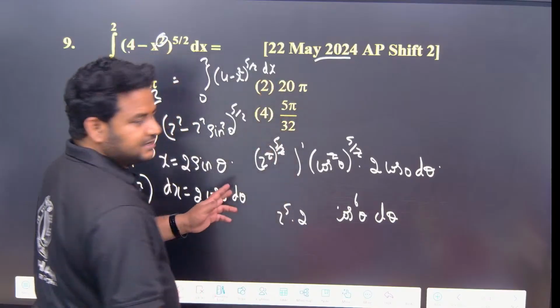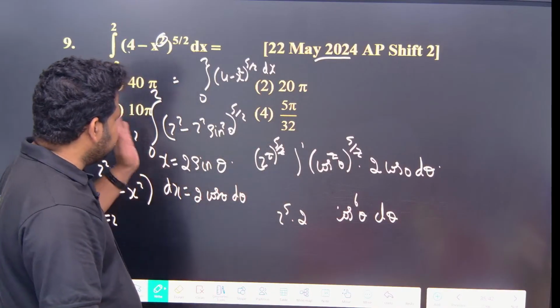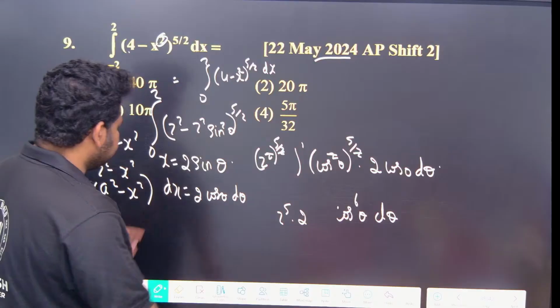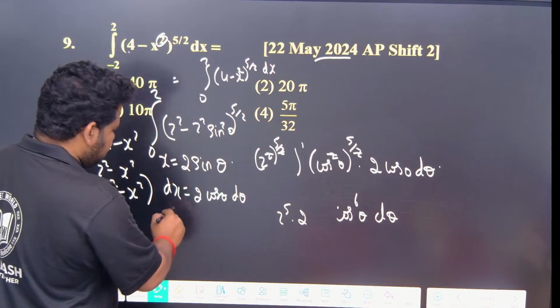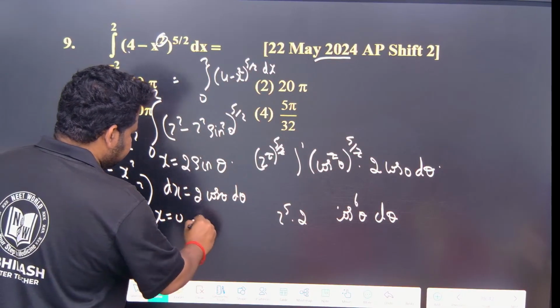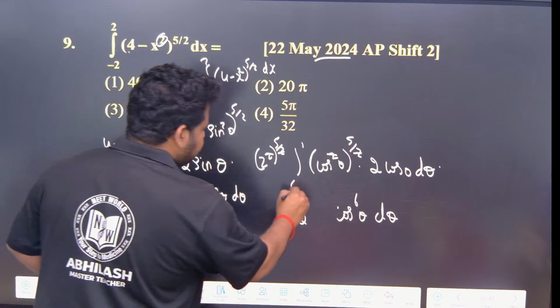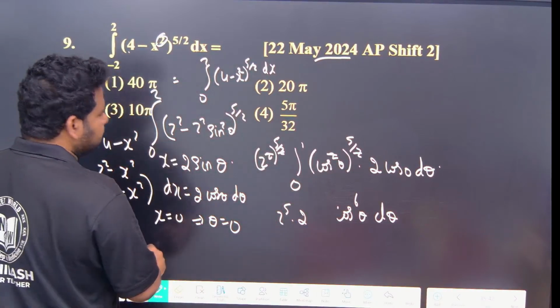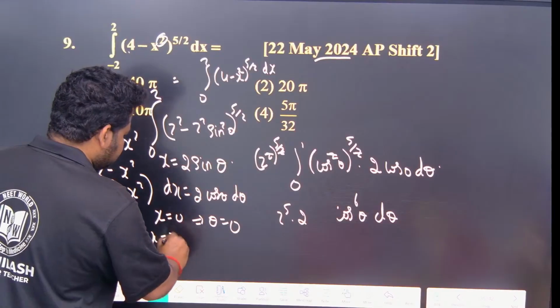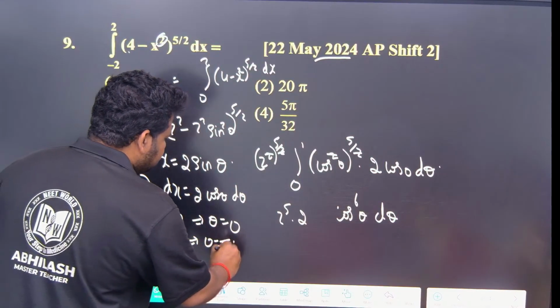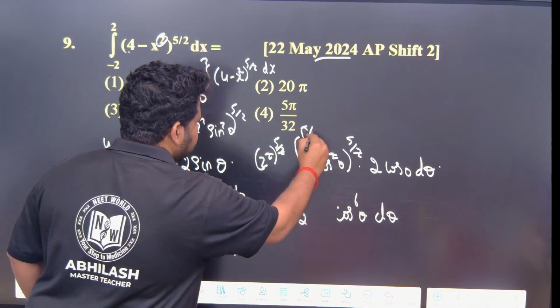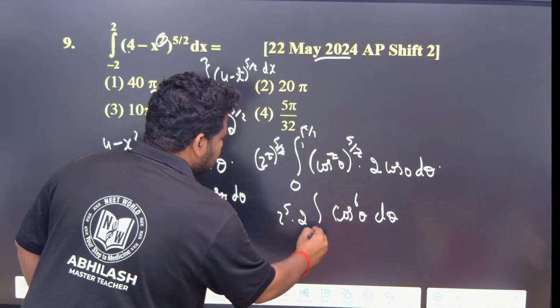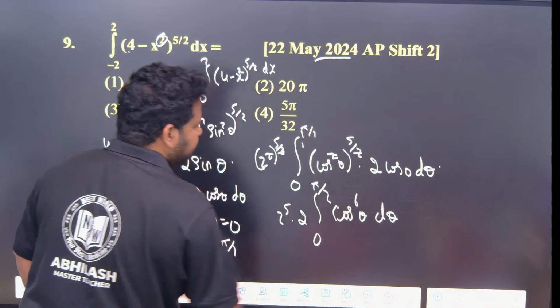But when I am writing in terms of theta, if I put x is equal to 0, what will happen to theta? This implies theta is 0. So this will become 0. If I put x is equal to 2, theta will become pi by 2. This will become 0 to pi by 2, 0 to pi by 2 cos power 6 theta.